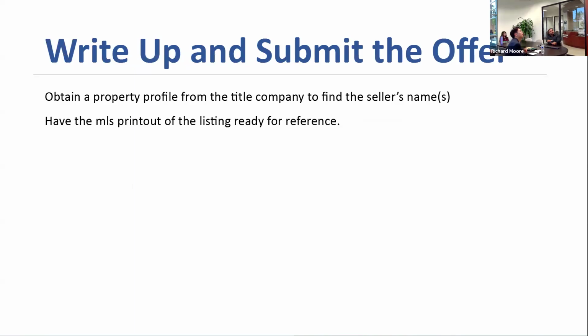Have the MLS printout of the listing ready for reference. You're going to need this because when you're writing up an offer, you can either use MLS Connect, which automatically auto-populates some of the information of the property and the agent into Zip Forms, into the contract. But if you don't do that, you should have a printout anyway because it tells you who the listing agent is, who the brokerage is, what the property address is, the APN number, because these are all things you're going to need for the offer, for the RPA. It's good to have it handy so you're not looking back and forth between screens.